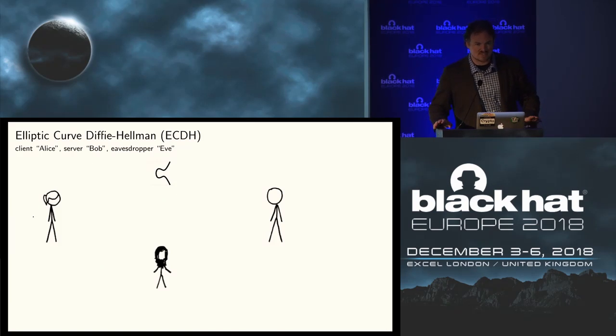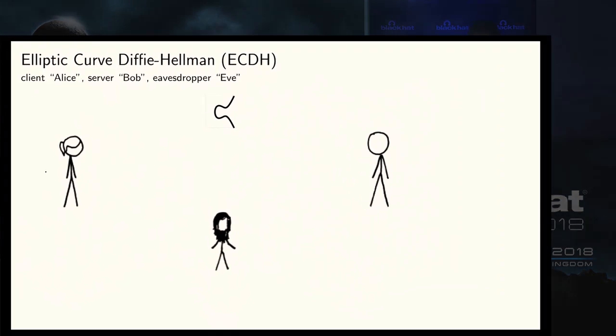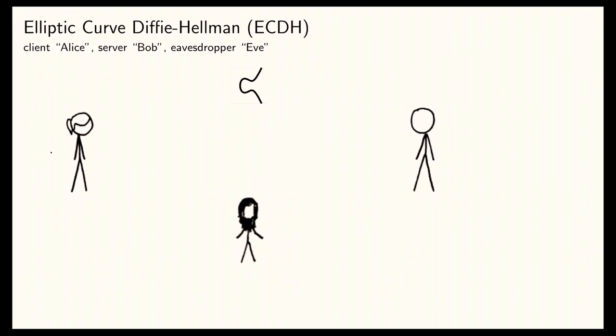Suppose we have our classic pair of communicants, Alice and Bob, and an eavesdropper Eve. So we have Alice, who is a client, who wants to talk to a server, Bob, over the public internet. And we also have Eve who wants to snoop on the messages between Alice and Bob. So to secure their connections, Alice and Bob want to negotiate a shared key and use that to encrypt the messages. And they can do this using elliptic curve Diffie-Hellman.